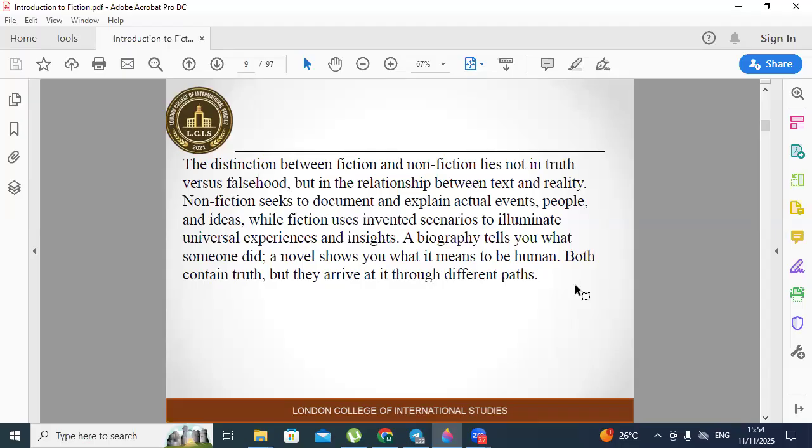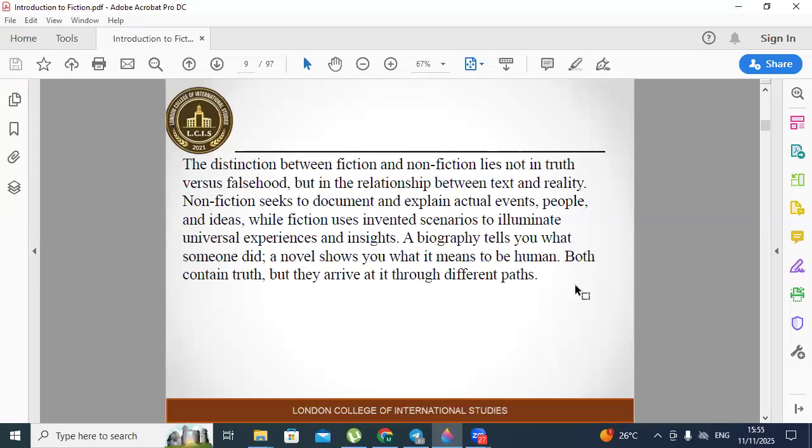Biography tells you what someone did. It documents specific actions and events. A novel shows you what it means to be human, to explore the interior experience of existence. Both contain truth, but they arrive at it through different paths.